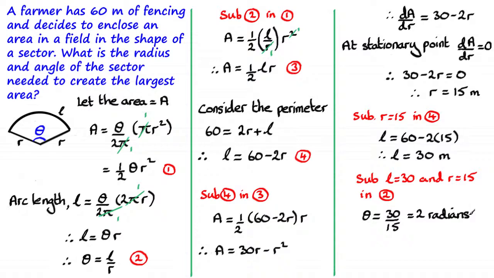And you should remember what a radian was. It was approximately 57 and a little bit more degrees. So 2 radians is going to be a sector something like this. Now, just in summary, the maximum area, R is 15 meters, and the angle is 2 radians. You'll notice I purposely put a C here. We talked about that before, that you can use C to describe radians.